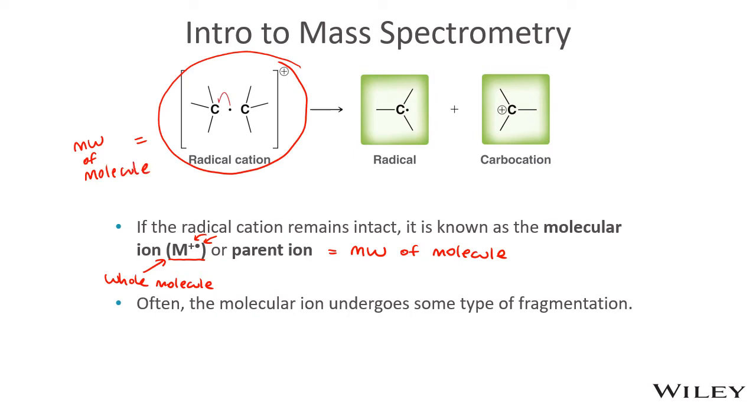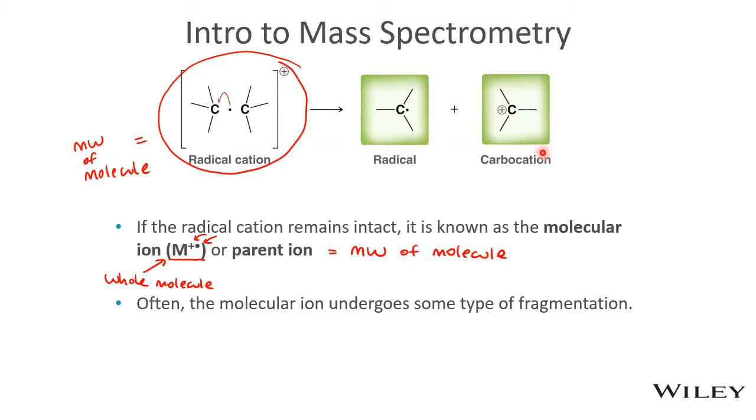Now, most often, a radical cation does not remain as a whole structure. Instead, it's going to start to break apart into fragments. With this fragmentation, the radical is going to go to one piece of the molecule, leaving the other piece of the molecule with the positive charge. So what we're doing is taking this radical cation and separating it out into a radical and a cation.